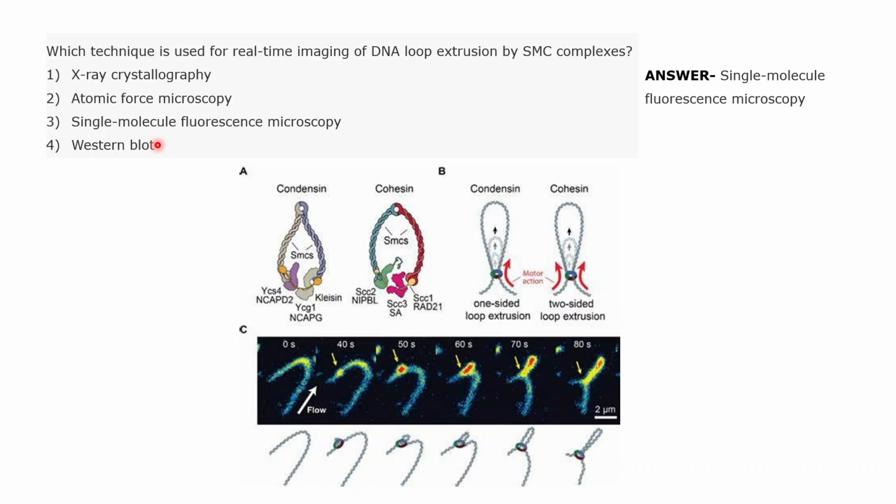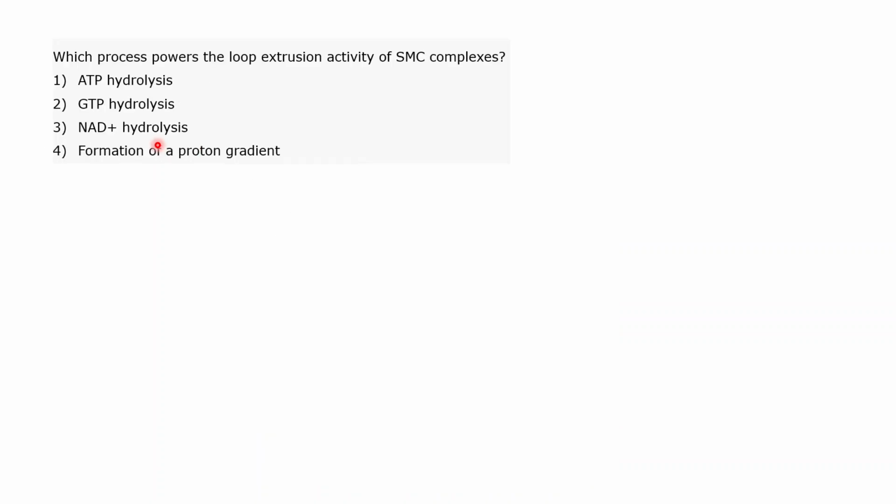Does anyone have any doubt regarding this? Okay, so I think it is quite understandable. So I will just move on to the next question then. Coming on to the next question. Which process powers the loop extrusion activity of SMC complexes? ATP hydrolysis, GTP hydrolysis, NAD plus hydrolysis, or formation of a proton gradient?